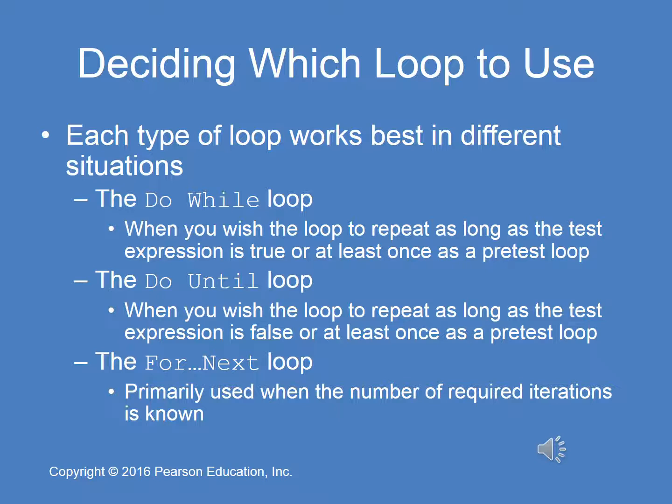So the do while loop, when you wish the loop to repeat as long as the test expression is true, or at least once as a pretest loop. You use the do until loop when you wish the loop to repeat as long as the test expression is false, or at least once as a pretest loop. And the for next loop is primarily used when the number of required iterations is known, and that's called a count control loop.